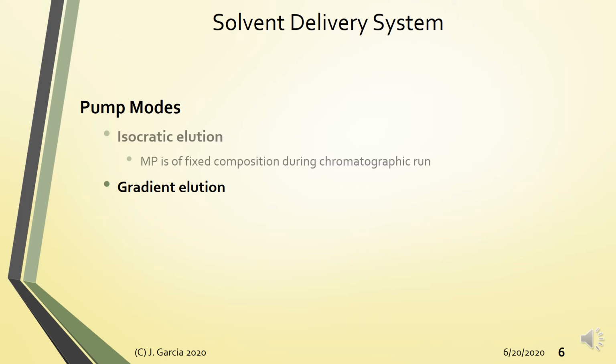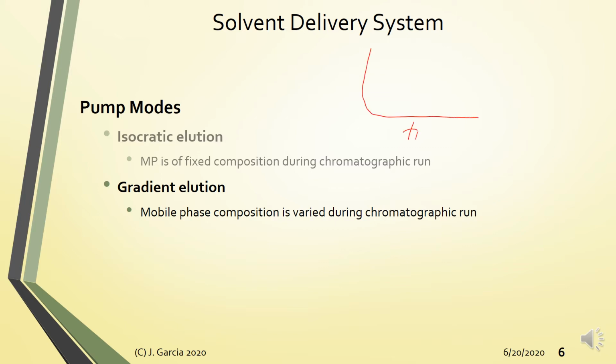Alright, now for problematic samples or multi-component samples which are difficult to resolve using a single mobile phase composition, you might want to do gradient elution. In gradient elution, the mobile phase composition is varied during the chromatographic run. So say you start with, alright, so kunwari, no? So ito yung plot kunwari ng time, alright, versus percent.